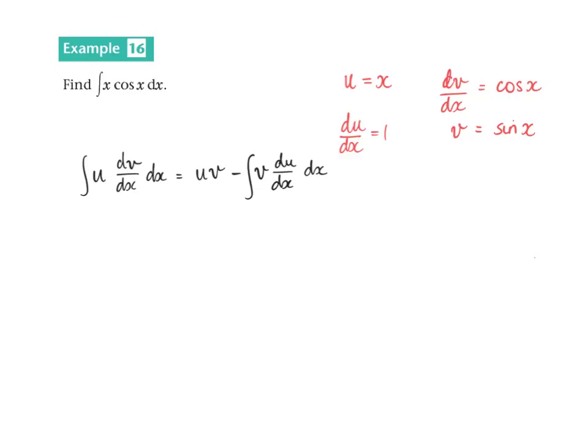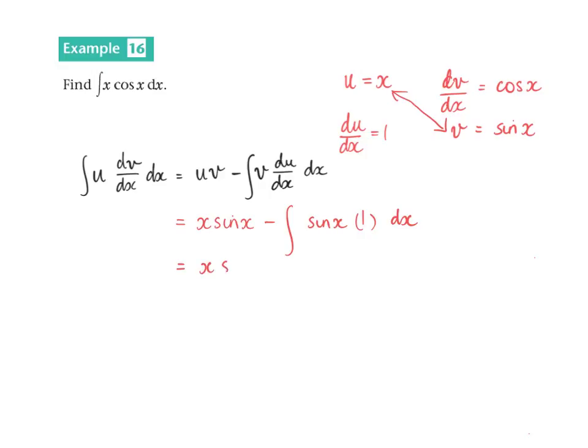So we will have our u was x and our v was sine x. So we take these two together and that becomes our first part. So x sine x minus the integral, and v was sine x, and that was all multiplied by the du, which is just 1 with respect to x. So you can see here that that is actually going to be so much simpler.